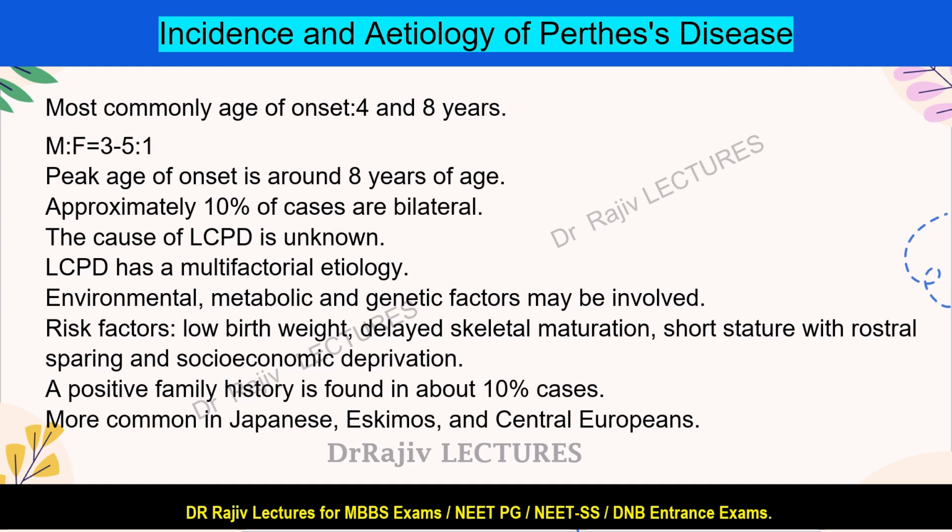There are also racial and ethnic factors. Perthes disease is found to be more common in Japanese, Eskimos, and Central Europeans. An increased incidence of LCPD is seen in later born children, particularly the 3rd to the 6th child, and in lower socioeconomic groups.